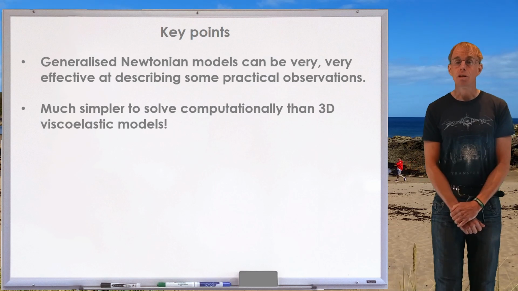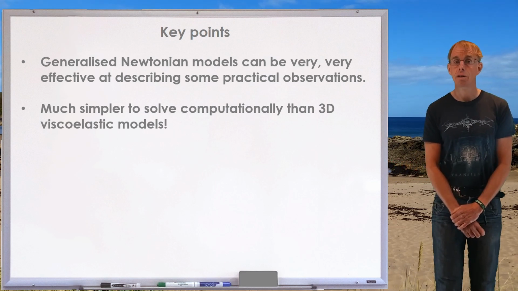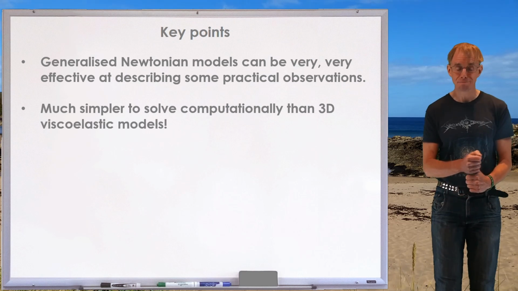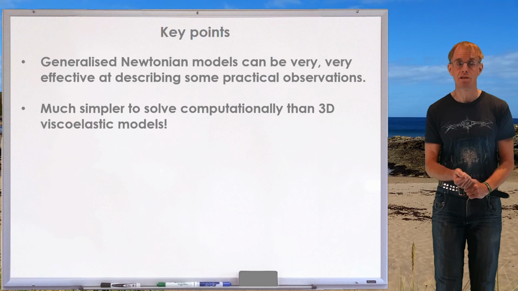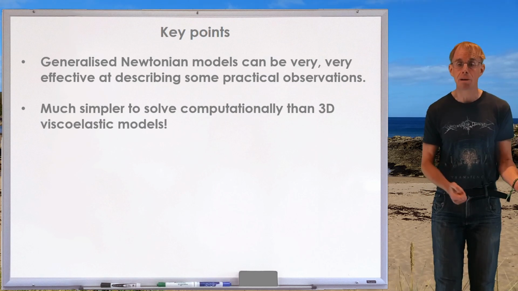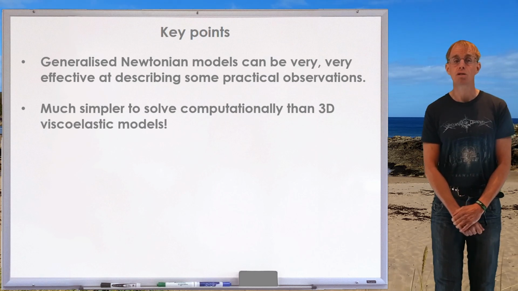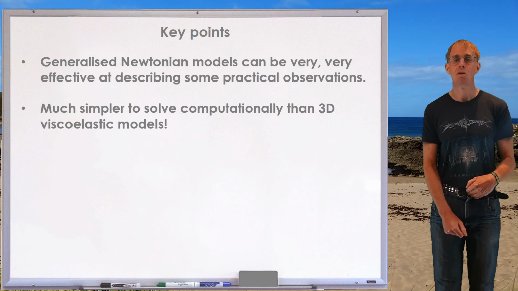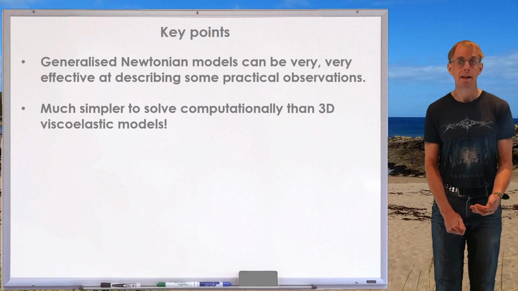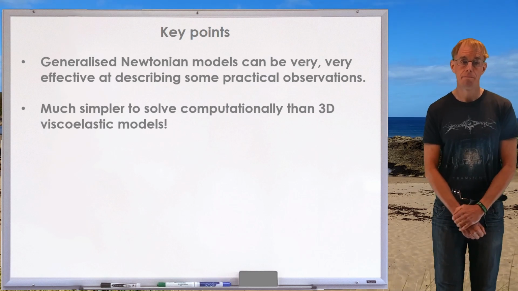Generalised Newtonian fluid models are so much simpler to solve computationally than fully three-dimensional viscoelastic models. They're simpler to fit to experimental data, they're simpler numerically to set up, and they're quicker. And so, as a first pass or a first estimate to a problem, it's a very, very useful thing to do. And now that compute power's relatively cheap and quite powerful, it's a very quick thing to do.